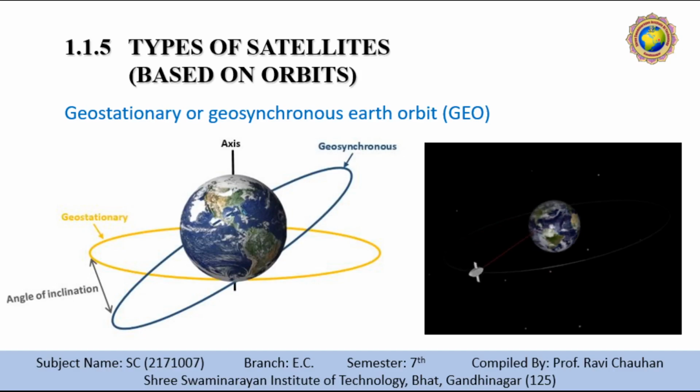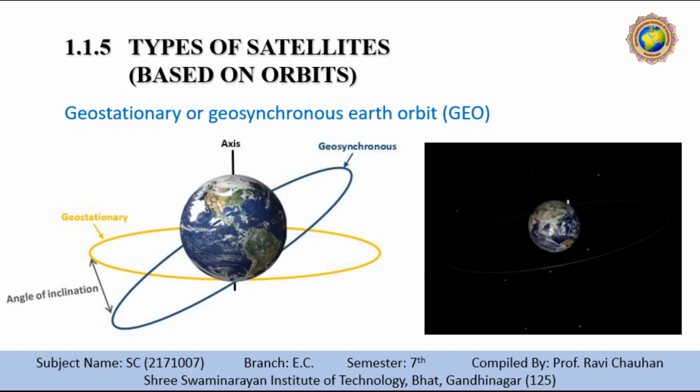There are 3 conditions which lead to geostationary satellites. The lifetime expectancy of these satellites is nearly 15 years. First, the satellite should be placed at 35,786 kilometers, approximately 36,000 kilometers above the surface of the Earth.